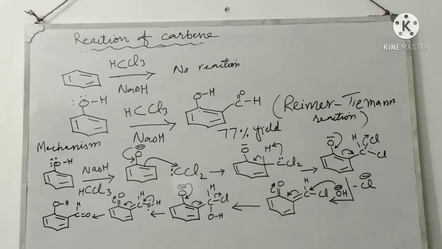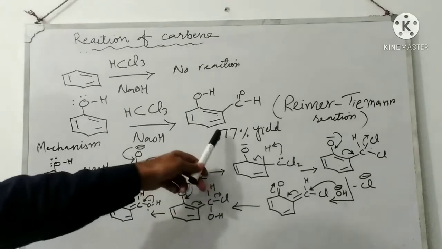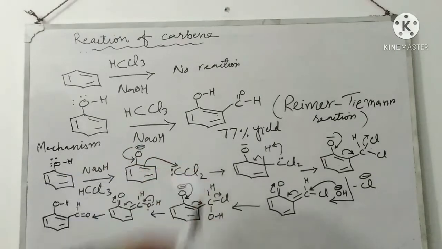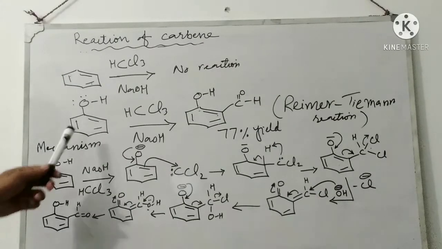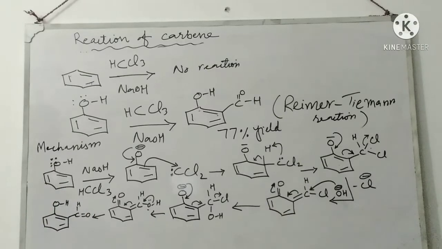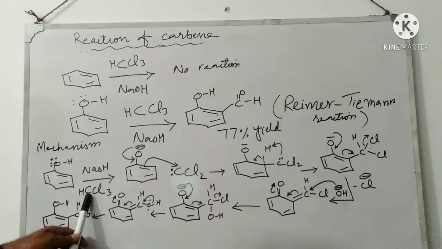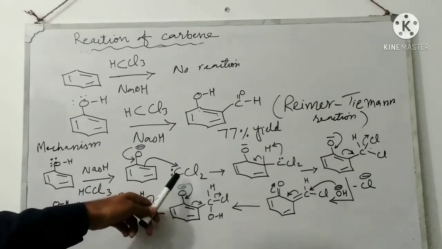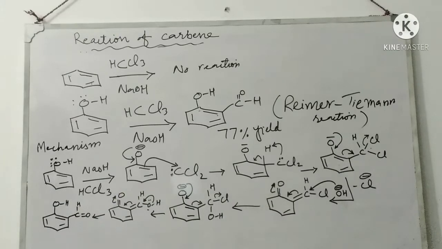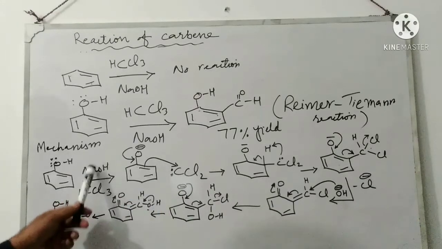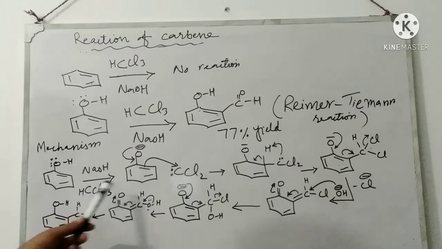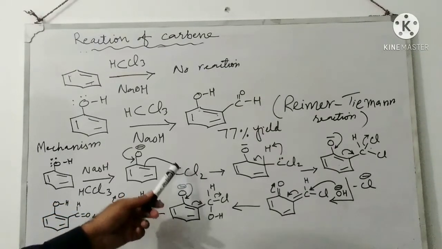So this reaction is widely used to synthesize ortho-substituted phenols, often in good yield, but sometimes it might be poor. So this is the mechanism of this reaction. When phenol is treated under the conditions sodium hydroxide and chloroform, this generates the carbene, dichlorocarbene. We already explained how this dichlorocarbene is generated under these conditions, through alpha elimination.